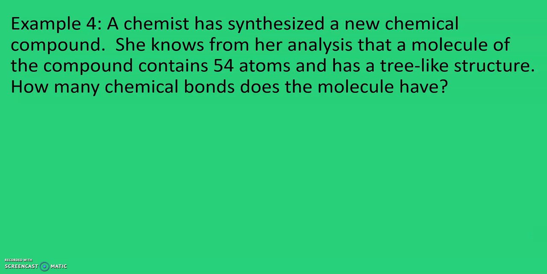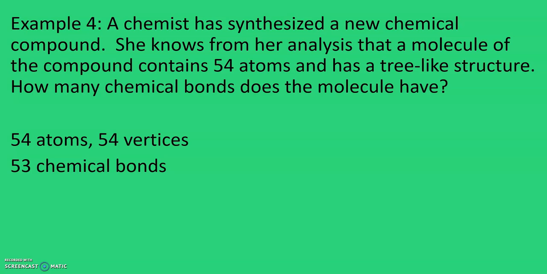Example 4. A chemist has synthesized a new chemical compound. She knows from her analysis that a molecule of the compound contains 54 atoms and has a tree-like structure. How many chemical bonds does the molecule have? There are 54 atoms, so there are 54 vertices. We know it's a tree, so our number of vertices n equals 54. Our number of edges will be n minus 1, 53. So there are 53 chemical bonds.